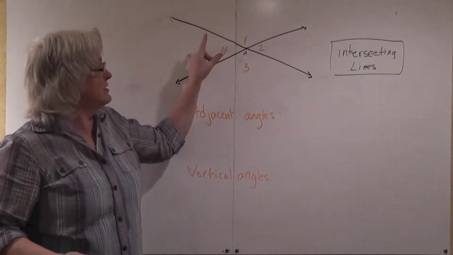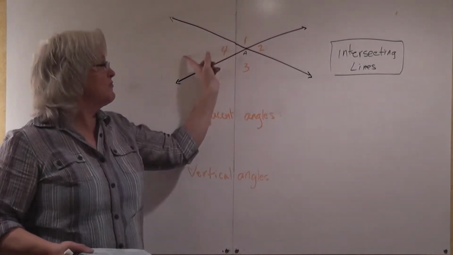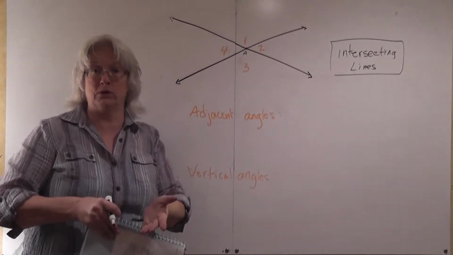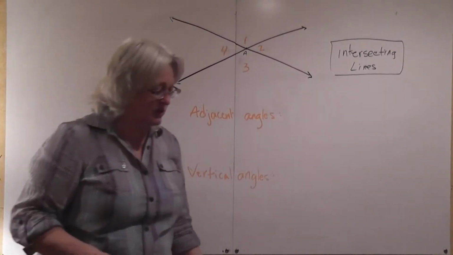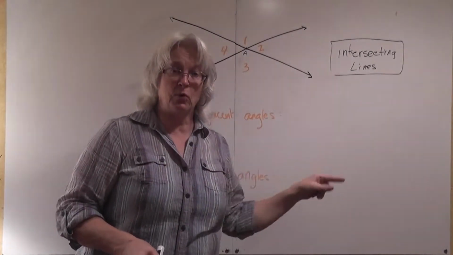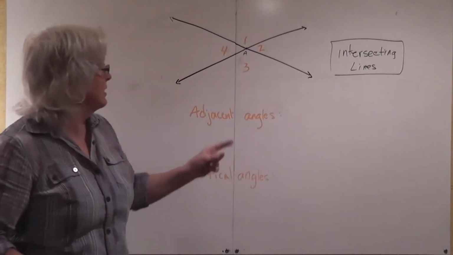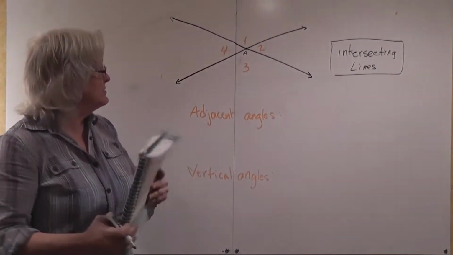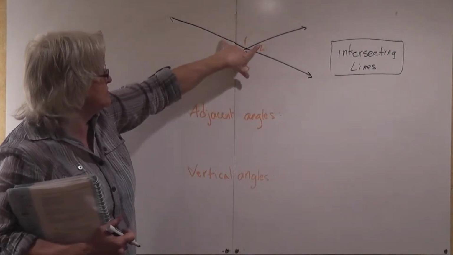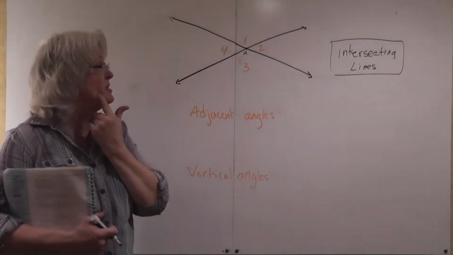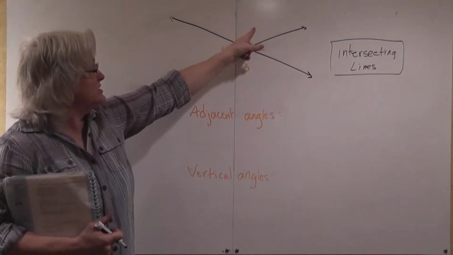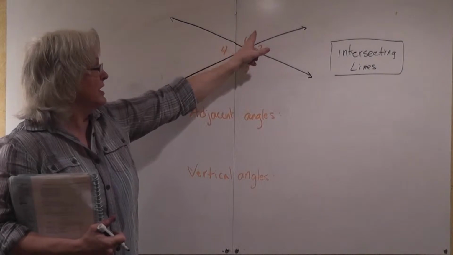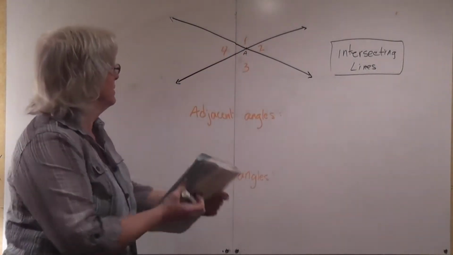When you have two lines that intersect, you have four angles that are formed. It's like you have two roads that cross. When you're driving down the road, you come to a cross street and you've got four different places that you can go. Four different angles that are right here. And you have two pairs of angles that have a specific relationship to one another. Adjacent angles are next to one another. Vertical angles are opposite one another.